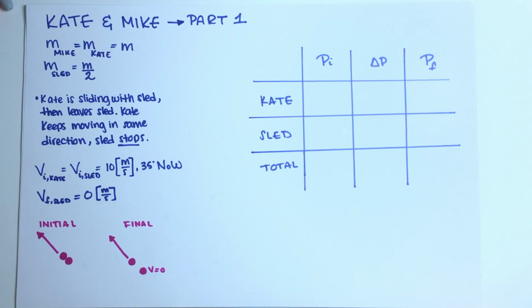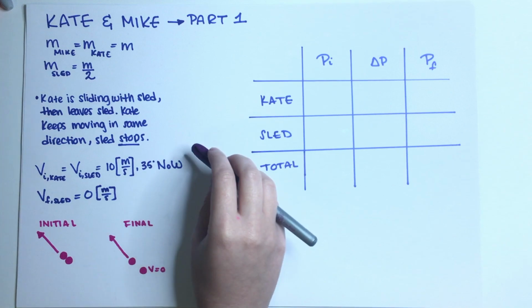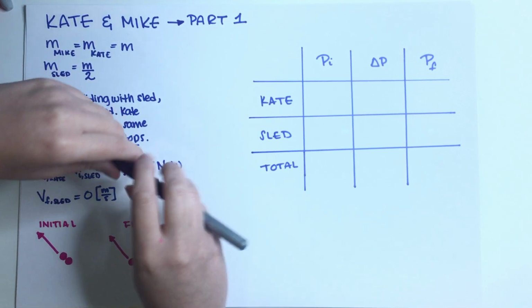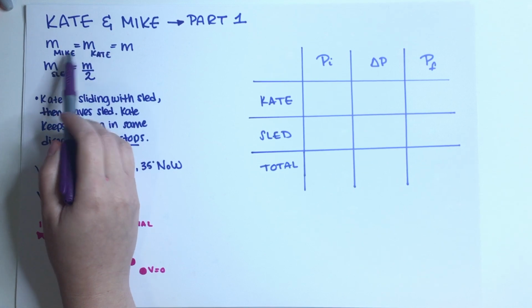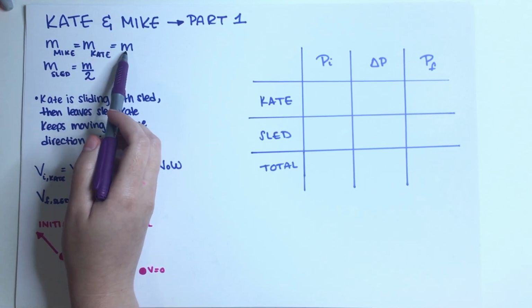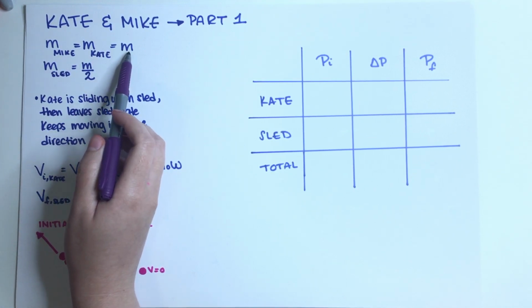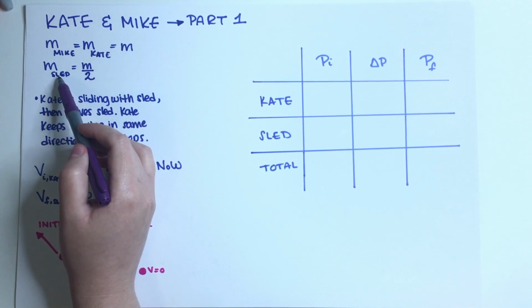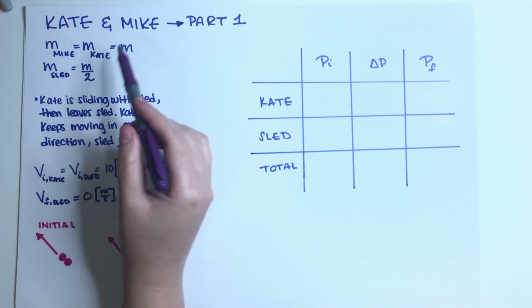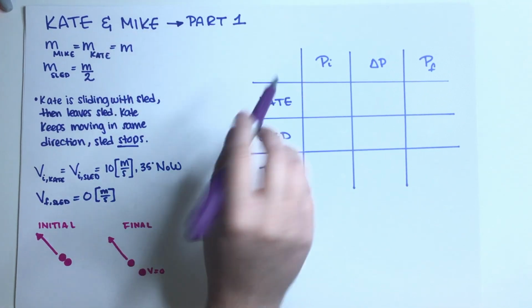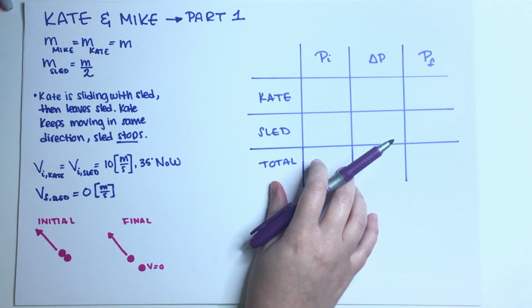So the first question is, calculate Kate's velocity after she separates from the sled. Show your work. So I have all of the relevant information here. Kate and Mike have the exact same mass, so I'm just going to go ahead and call that M for the duration of this problem. And the sled is exactly half of that mass. So in order to just use M on the entire problem, whenever I'm talking about the mass of the sled, I'm just going to write M over 2. That should make things easy.